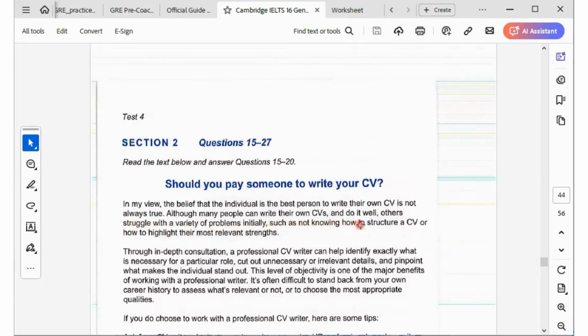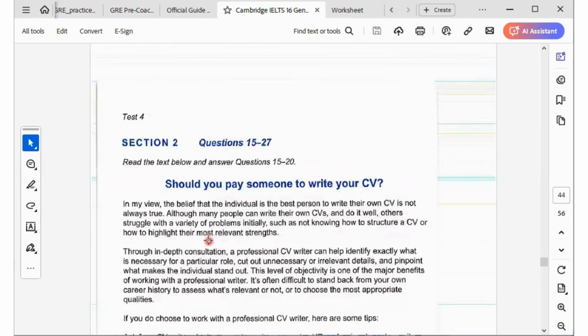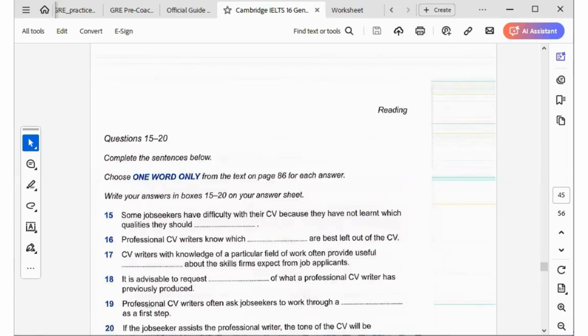So what is the struggle? Such as not knowing how to structure a CV or how to highlight their most relevant strengths. That's our answer. They have not learned which qualities they should highlight. How to highlight their most relevant strengths. Which qualities they should highlight. So my answer to number 15 is going to be what? Highlight. So I'm going to write that out in my computer here. Number 15 is highlight.